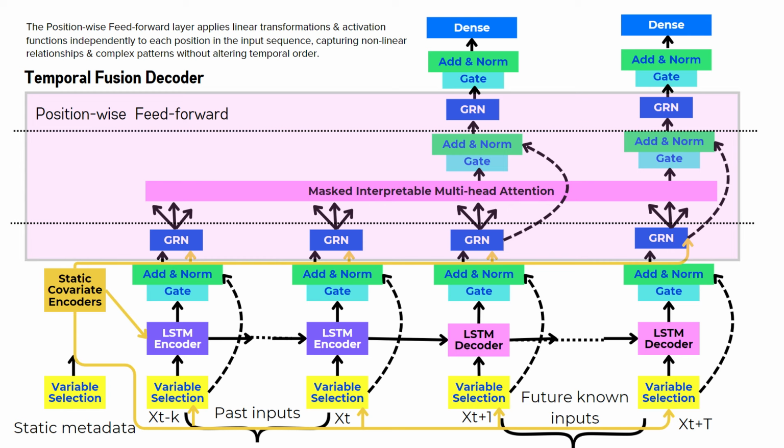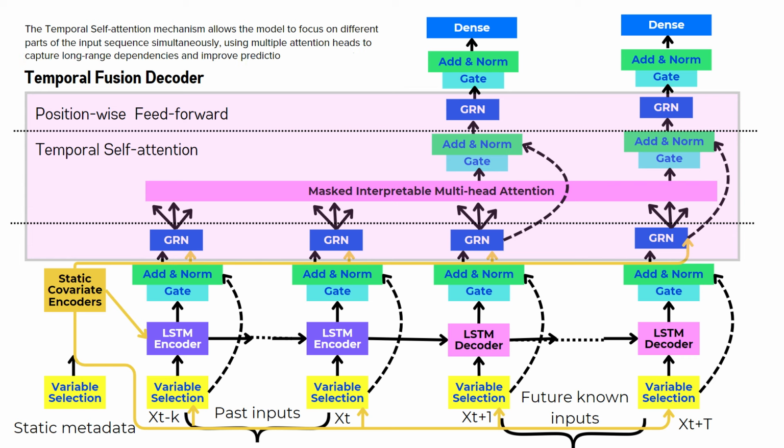The temporal self-attention mechanism, shown here in the chart, allows the model to focus on different parts of the input sequence simultaneously. This mechanism assigns varying weights to different time steps, helping the model identify and emphasize the most relevant information. Again, emphasizing, the multiple arrows indicate the use of multiple attention heads, each focusing on different parts of the sequence, which enhances the model's ability to capture long-range dependencies, which will hopefully then improve our accuracy.